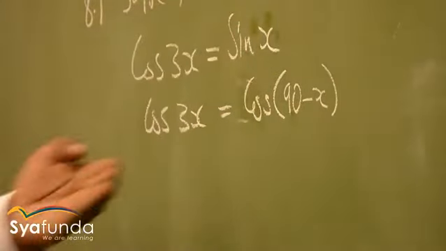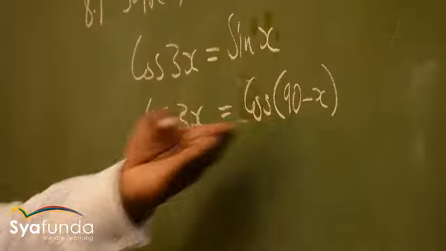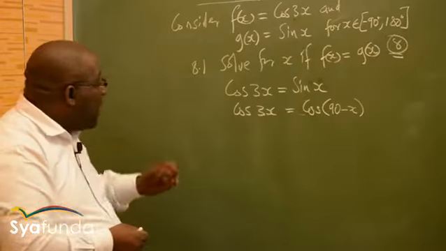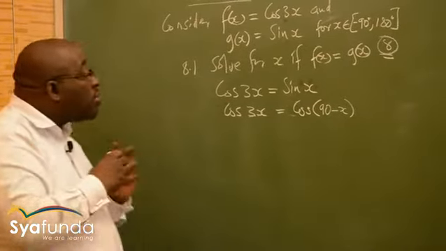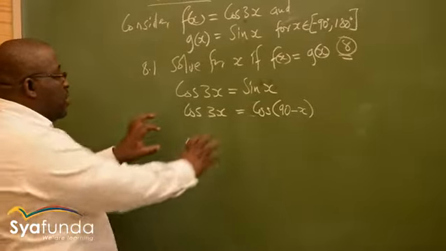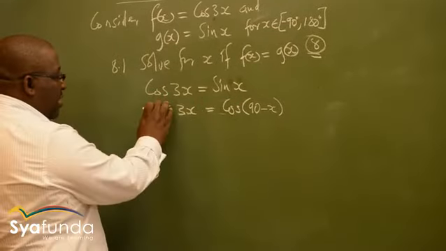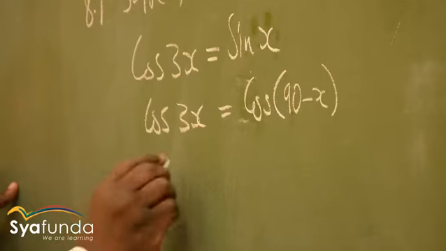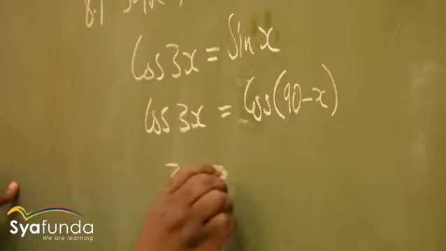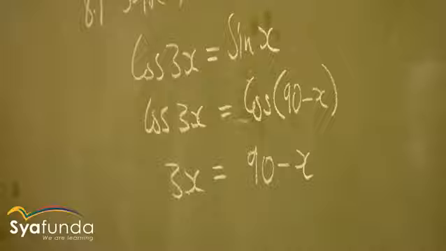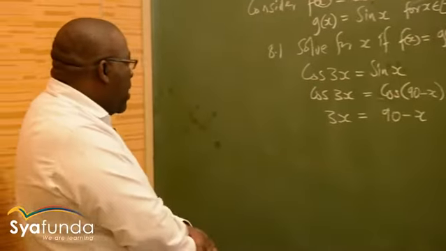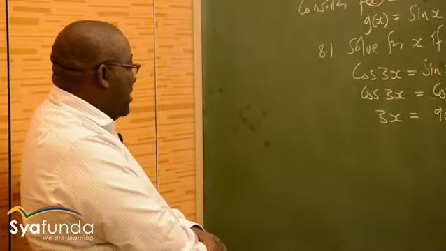Why am I bringing in 90 degrees? Because I want this ratio to be the same as this ratio. Since this is cos x and that is cos x, I look for arc cos of that. Now, if we do that, these two will go. In other words, this will go and that will go. I'll be left with the angles, which is 3x, the same as 90 minus x. Right. This is what I have so far. 3x is equal to 90 minus x.